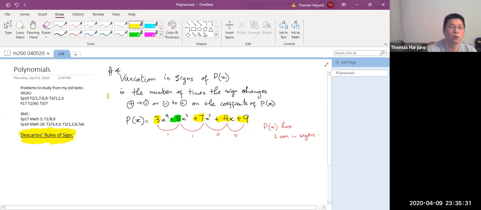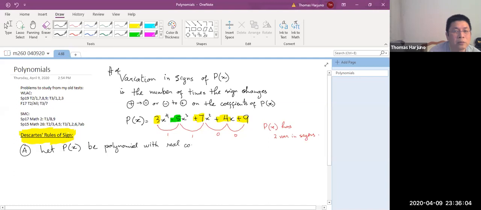Now, what does Descartes' rule of signs say? Descartes' rule of signs consists of two parts. We'll focus on the first part first. The first part says the following: let p(x) be a polynomial with real coefficients. So the coefficients have to be real numbers. It's okay to be irrational as long as they are real coefficients.